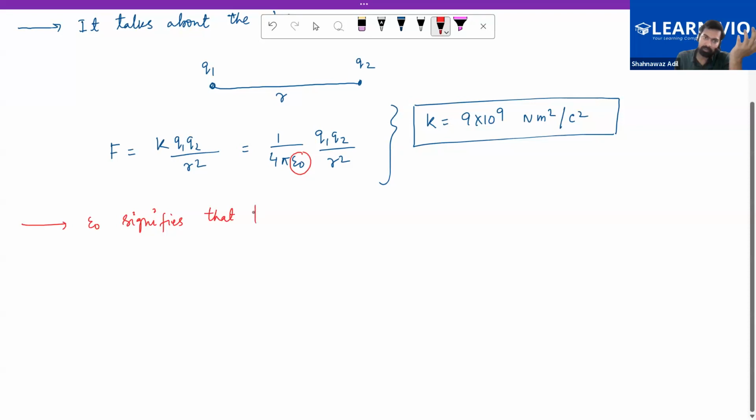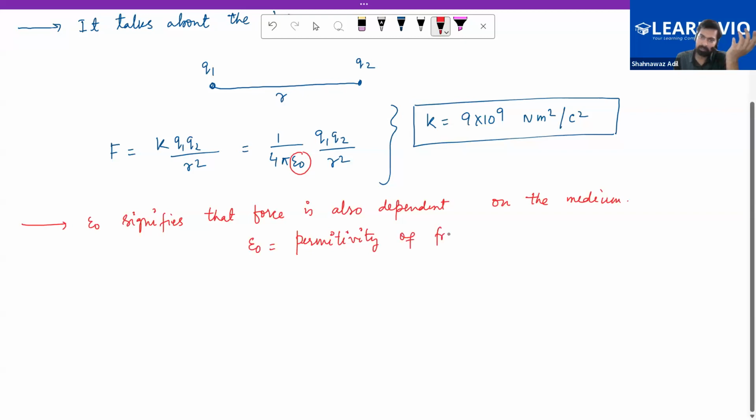But epsilon naught signifies that the force is also dependent on the medium, right? Where this epsilon naught is the permittivity of free space, and the value is 8.85 into 10 to the power minus 12. You can calculate the value, right?